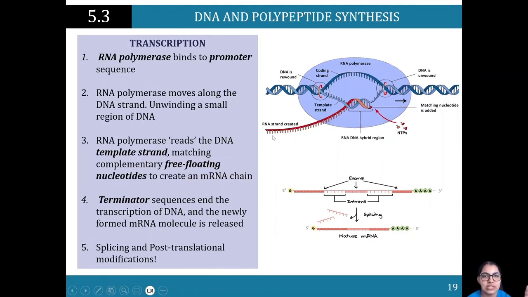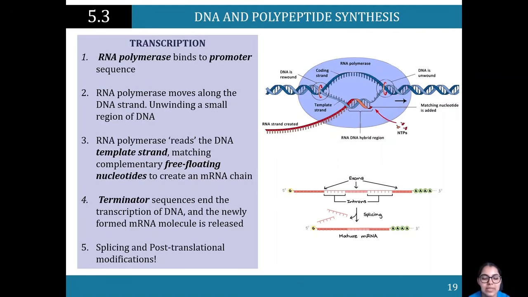Now remember, two differences between RNA and DNA are that in RNA there is ribose sugar in comparison to deoxyribose in DNA, and RNA is also going to have uracil instead of thymine. So uracil replaces thymine, and that's sort of the key there as well.